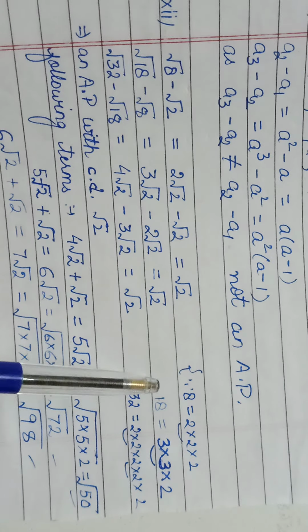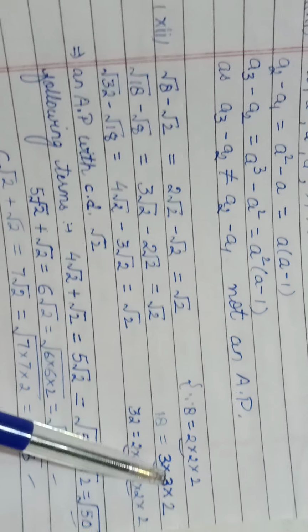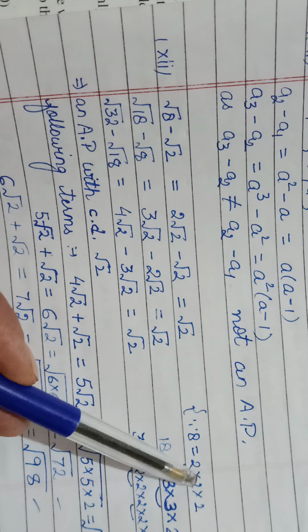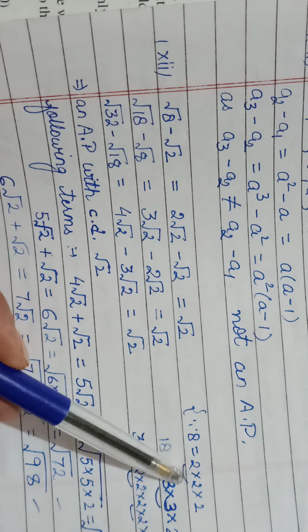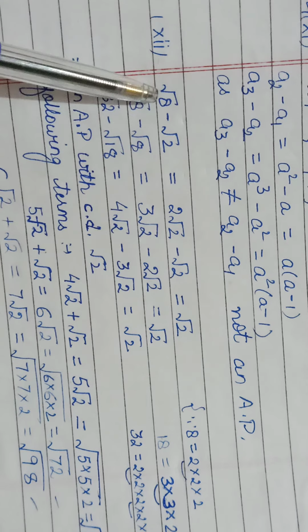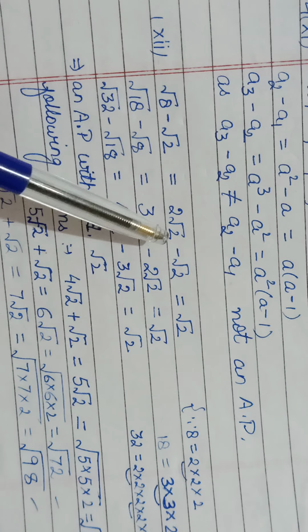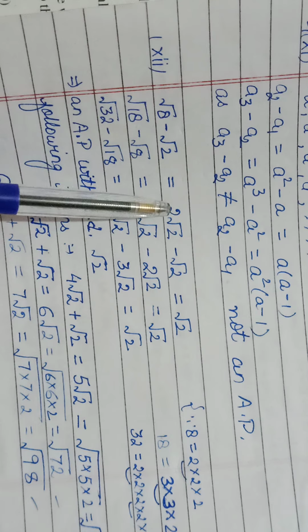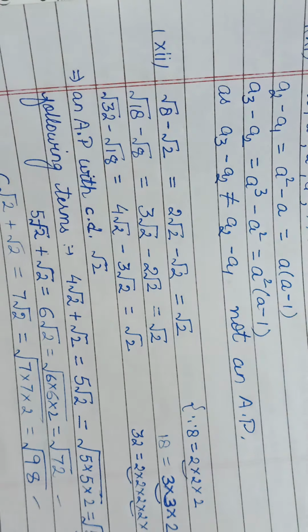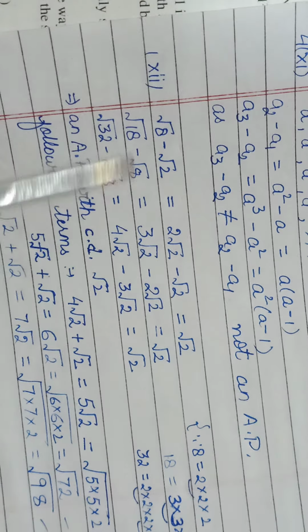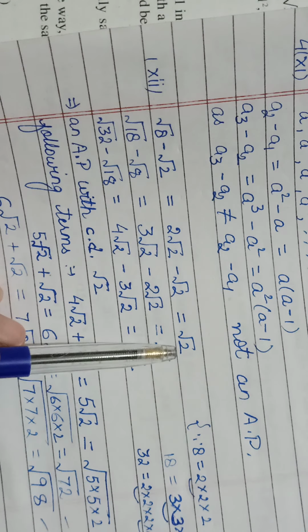See, root 8 can be factorized. 8 has factors 2 into 2 into 2. So we can group 2 and 2 together. Remember, finding under root, this pair will come outside the root sign. So root 8 can be written as 2 root 2. This pair came outside as 2, and the remaining one stays under the root sign. This you have all done in class 9, children, how to deal with irrational numbers or radical signs, right? So finding the difference, 2 root 2 minus root 2 gives you root 2.